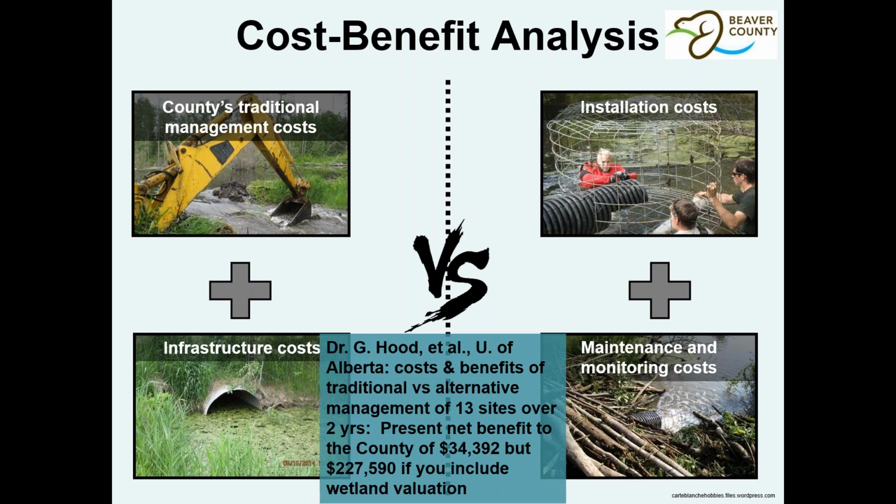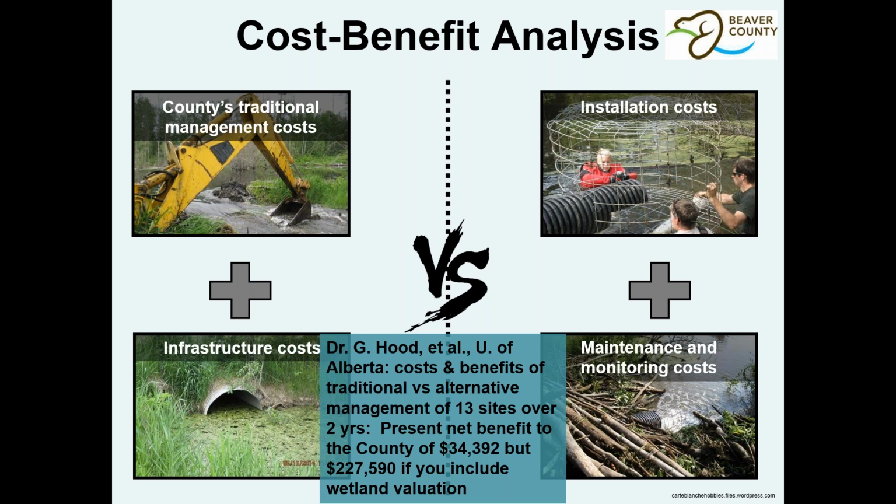So that's pretty significant. On the sites that were outside of the park area, but within the county, Dr. Glynis Hood and her colleagues looked at the traditional versus alternative management of 13 sites over 2 years, and identified that the present net benefit to the county was over $34,000, but it would be more like almost $230,000 if you include the value of wetlands, the role that they are playing. And so there's a pretty significant economic benefit. And these techniques cost, on average, approximately $1,000 to install and have very, very little to no maintenance costs.